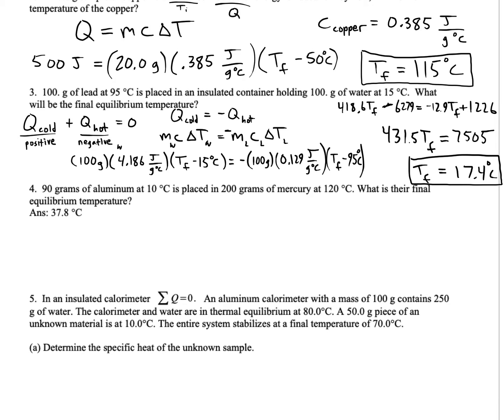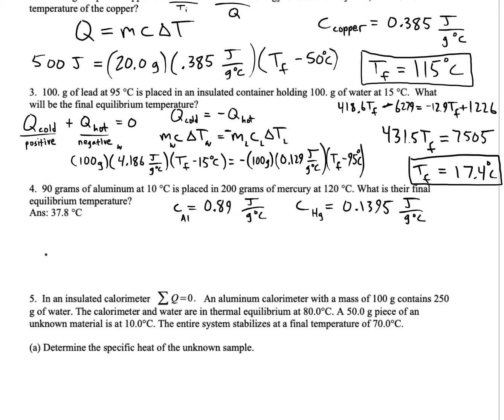Okay, so let's see. I looked up the specific heat of aluminum and mercury. According to Google, the specific heat of aluminum was 0.89 joules per gram degree Celsius. And then the C of mercury, which has the letters Hg, is 0.1395 joules per gram degree Celsius.